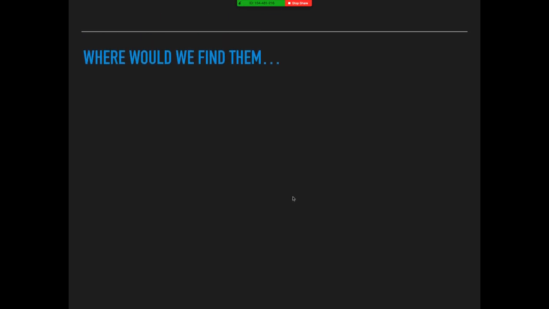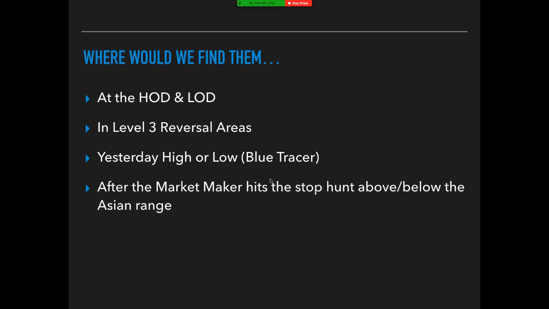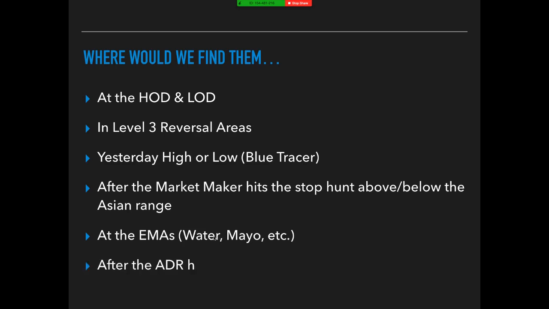Some examples of that this week we had. Where would we find them? At the high of the day and the low of the day, in level 3 reversal areas, at yesterday's high or low, which is the blue tracer. After the market maker hits the stop hunt above or below the Asian range, at the EMAs, the 200, the 50, and also after the ADR has been met or exceeded for the day.